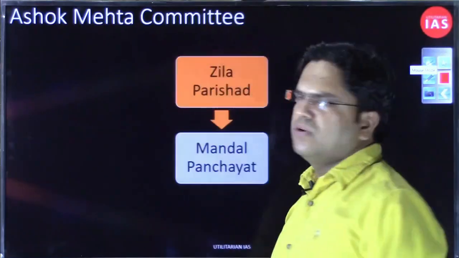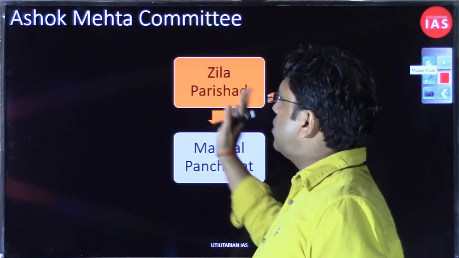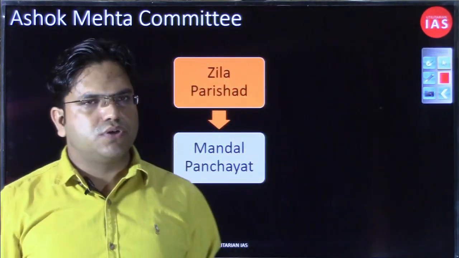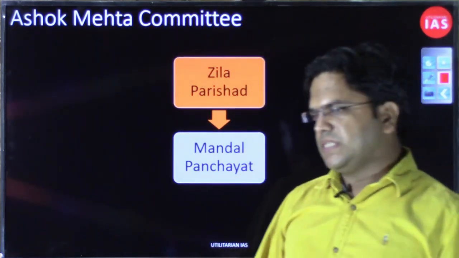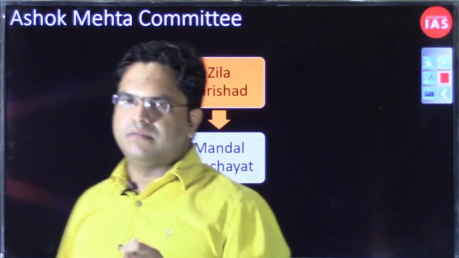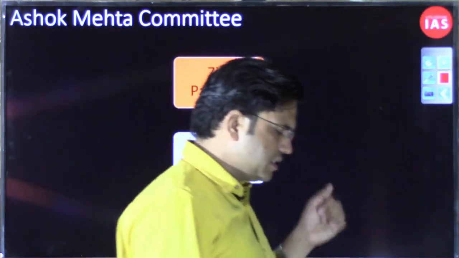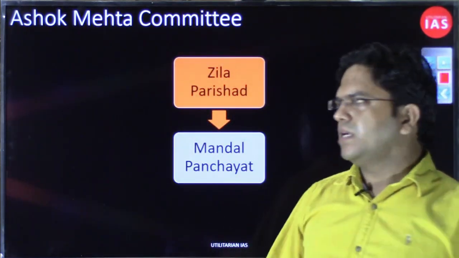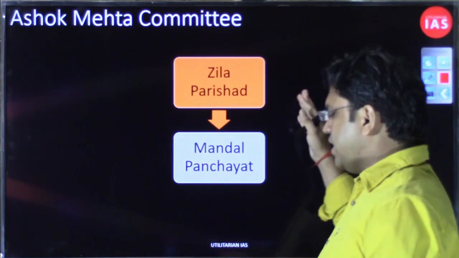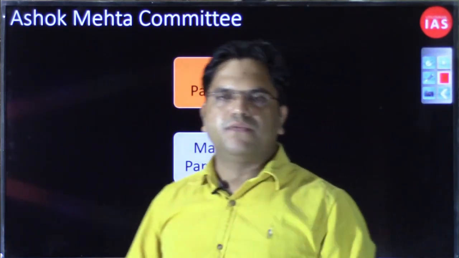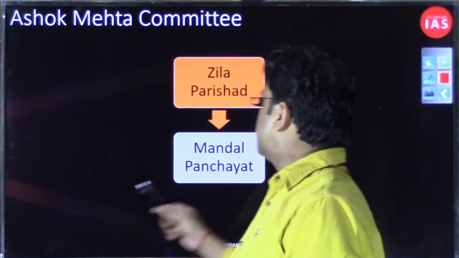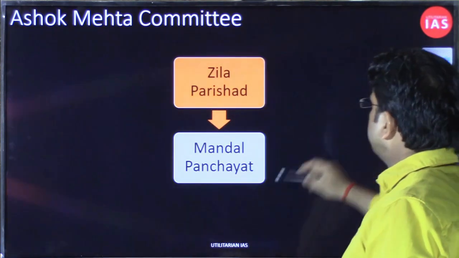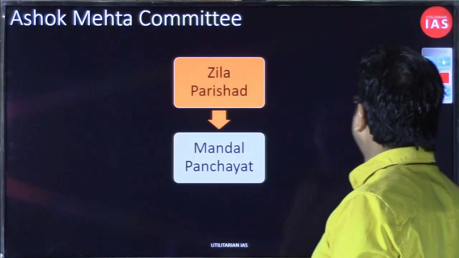So I hope the recommendation of the Balwant Rai Mehta committee would be clear to you. Now we are delving into the Ashok Mehta committee. So the Ashok Mehta committee, 1977, the Janta government you had in 1977, established this committee. In the previous slide, if you remember, the Balwant Rai Mehta committee had recommended a three layered structure, but Ashok Mehta is recommending a two layered structure, and that is Jila Parishad and Mandal Panchayat.